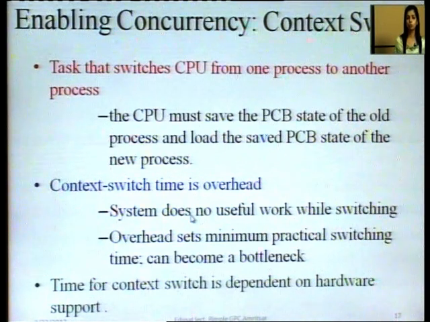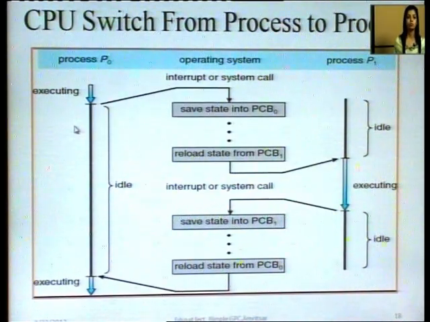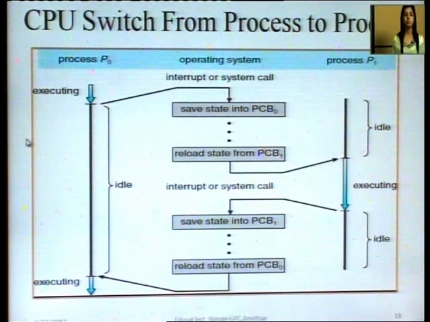So context switching time is overhead. The system does no useful work while switching. So the overhead sets a minimum, and practical switch time can become a bottleneck. Times for context switch depend on hardware support. Okay. So in this way the CPU switches from one process to another.